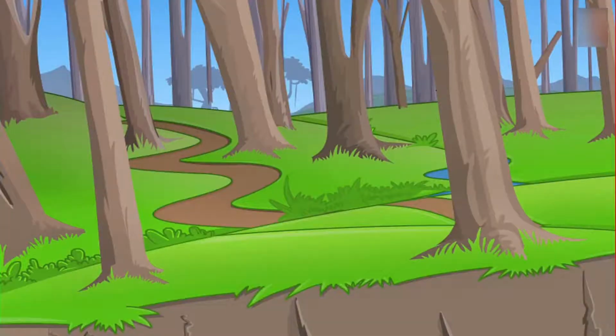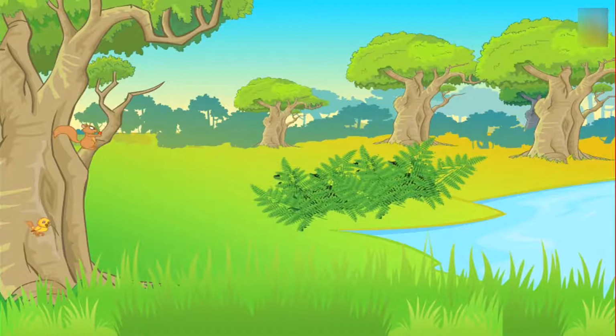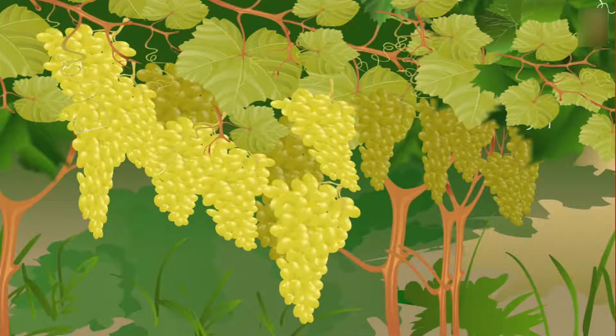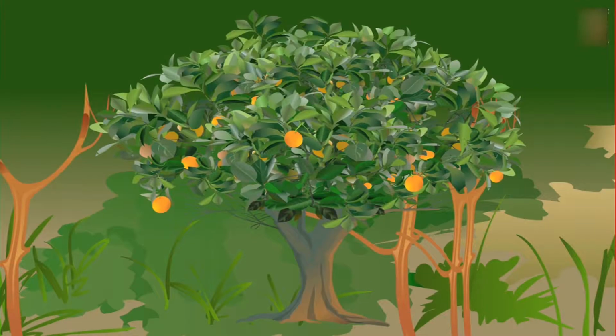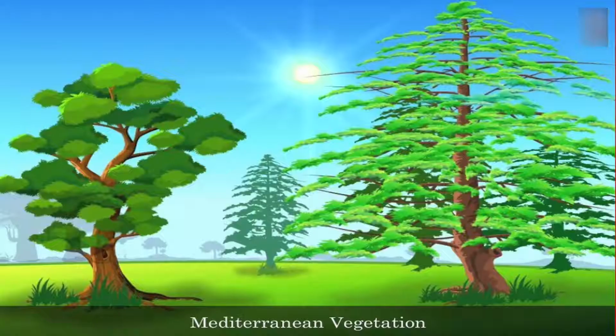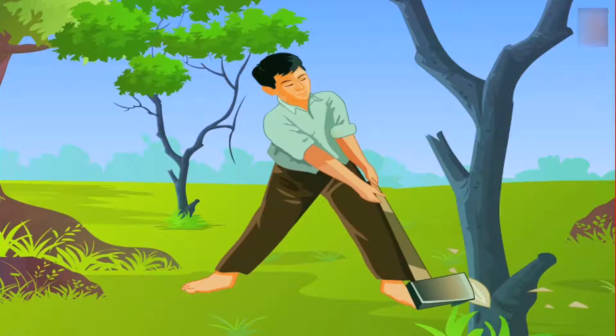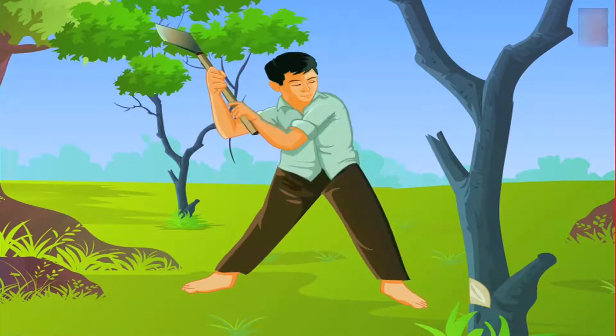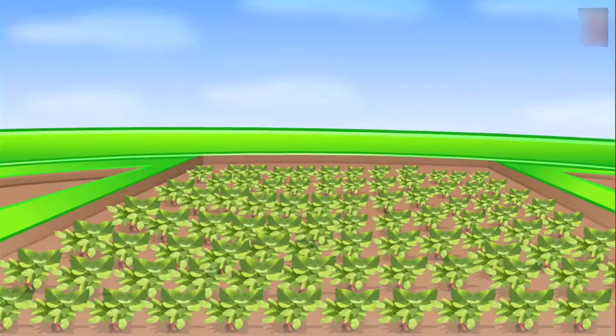The trees have thick barks and wax-coated leaves to reduce transpiration in summers. Citrus fruits like grapes, lemons and oranges are mainly cultivated here. There is not much wildlife here as people have removed most of the natural vegetation to do agriculture.